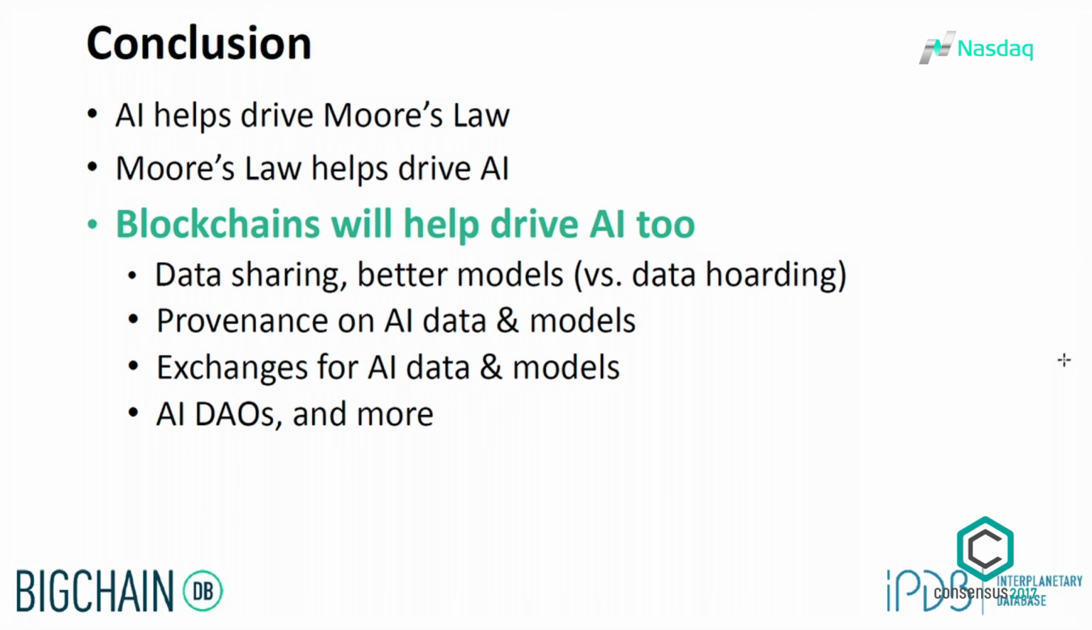So I'm going to summarize saying AI has helped drive Moore's Law. Moore's Law has helped drive AI, especially the data and the compute. But here's the cool thing. Blockchains are going to make a big difference to the world of AI for everything from data sharing, for better models, as opposed to the data hoarding, provenance on AI models, exchanges for AI and models, and I really see that this will become fundamental internet infrastructure, just like the emerging file systems are becoming fundamental internet infrastructure, emerging databases and so on. It will also be the same for data exchanges. And finally, AI DAOs, the world's first AI millionaires.